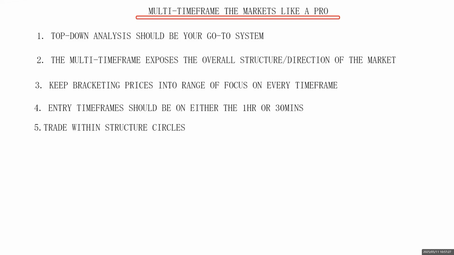So what is the last rule right here? It says: trade within structure circles. So what are these structure circles? These structure circles can also be known as fractals. These are the current active structures of the market. And I've taught fractals in several of my teachings.